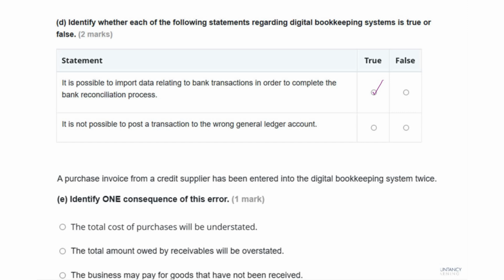It is not possible to post a transaction to the wrong general ledger account. So this is false. So just because it's a digital bookkeeping system, it still needs manual entries. So therefore we are going to be posting a transaction, and therefore we could potentially post it to the wrong general ledger account. So making those errors is still possible.